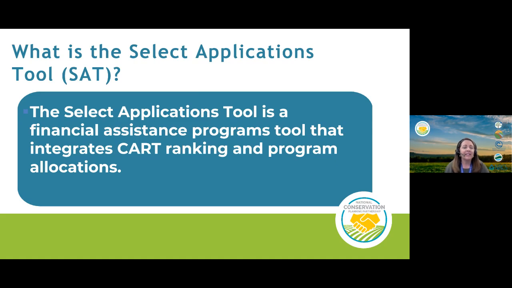The Select Applications tool, SAT, is a tool that uses CART ranking information and program allocations to assist state program level users in pre-approving applications for financial assistance programs that are selected for funding. So this is a tool that is mostly used at a state level or area level out in the states. It's not a tool that's used typically by national headquarters staff or really in field offices. It's mostly a state level area office type tool. Next slide.